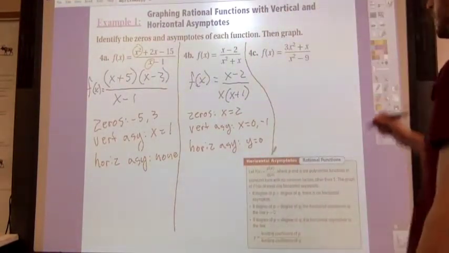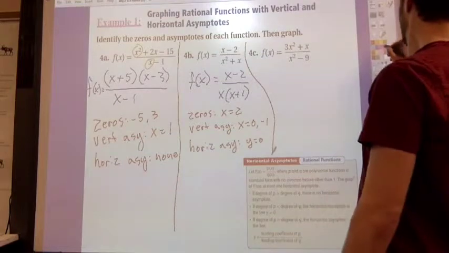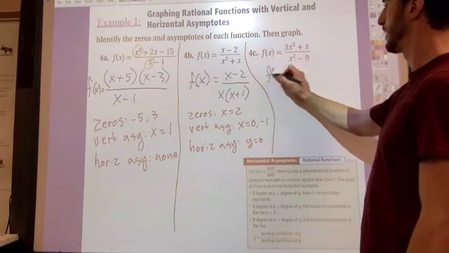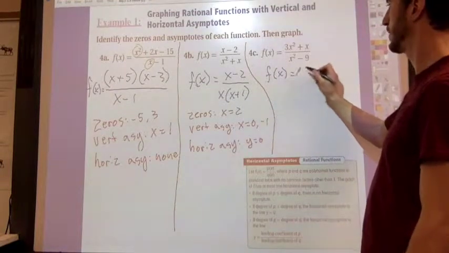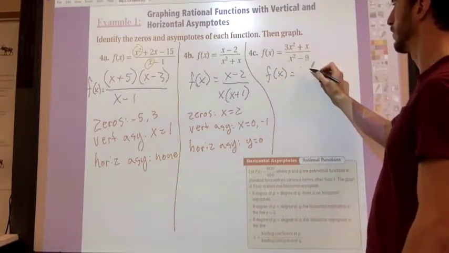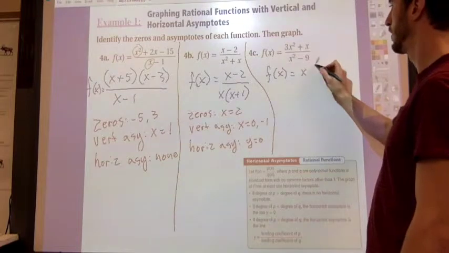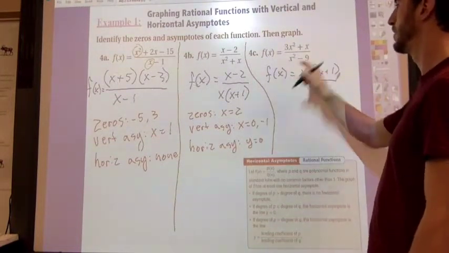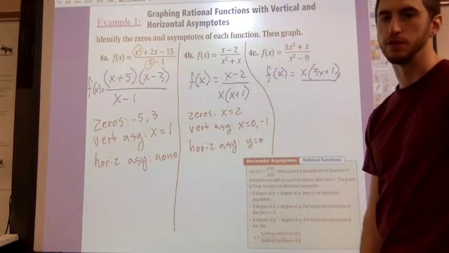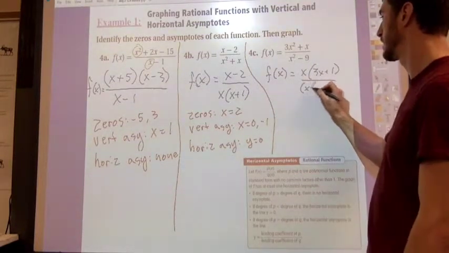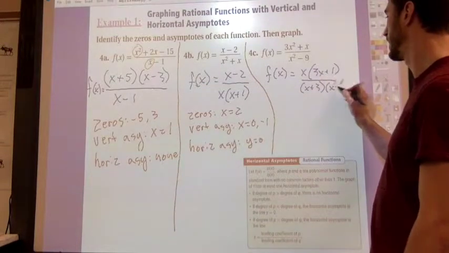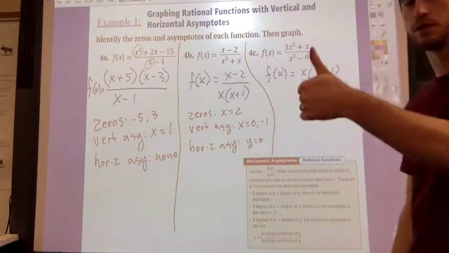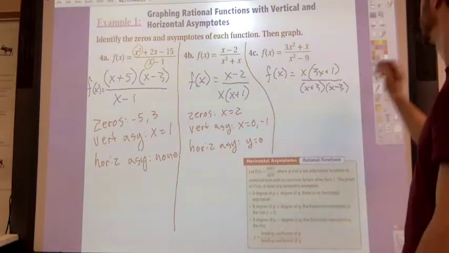Okay, last one for this slide. So this one I'm going to start off by factoring the top and the bottom. So looks like I can factor an x out of the top. So that gives us 3x plus 1. And then on the bottom, I've got the difference of two squares. So this is going to factor to x plus 3 times x minus 3. And if you did that one on your own, kudos to you. Good job for recognizing that.